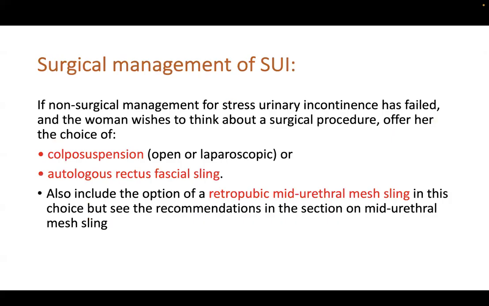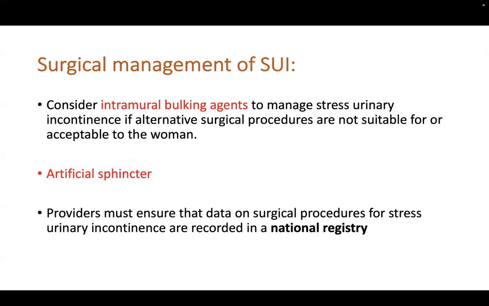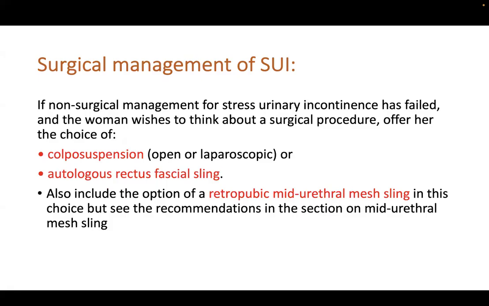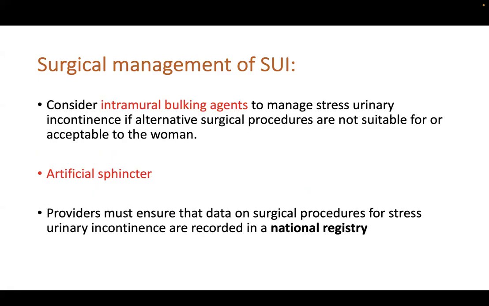So what is the summary? The surgical management of stress incontinence consists of colposuspension, either open or laparoscopic, autologous fascial sling, and retropubic mid-urethral sling. These are the simple surgeries. Now, what are the complex surgeries? Next, actually, this is not a complex surgery. It is not very successful like the other three. Another is intramural bulking agent and artificial sphincter.